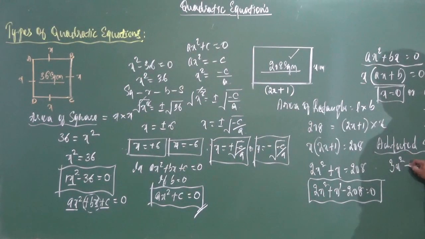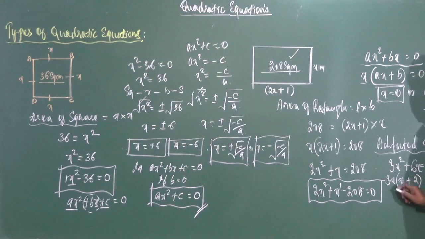3x square plus 6x is equal to 0. Here we have a quadratic equation whose c is equal to 0. Let us take common. You can take 3x as common here. When you take 3x as common, I am left with x plus 2 is equal to 0. So 3x into (x plus 2) is equal to 0. Therefore 3x is equal to 0 or x plus 2 is equal to 0.